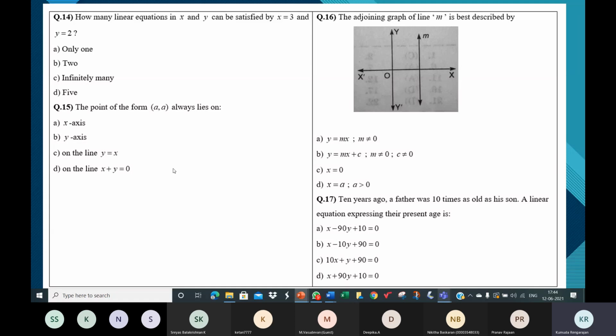So that means the point should be like A, comma minus A. X is equal to minus y. Or if you transpose x to the other side, it will be y is equal to minus x. So that means x is equal to minus y or y is equal to minus x. So the points can be like A, comma minus A or minus A, comma A.